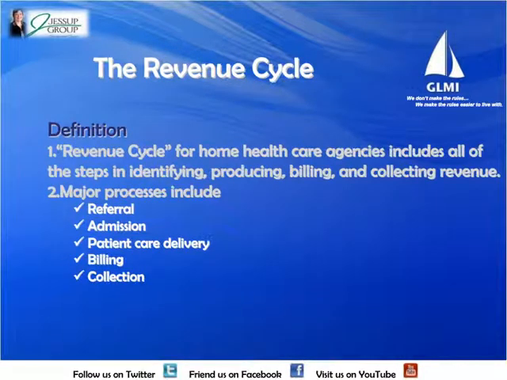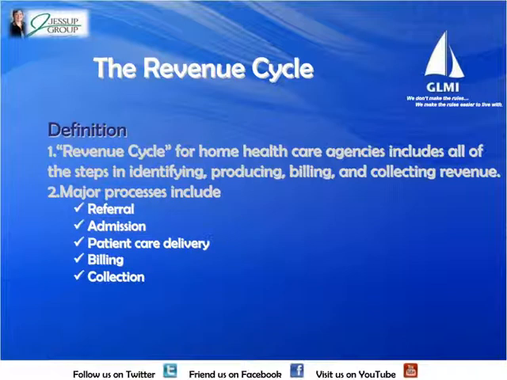So to start with, I thought we should take a minute and just make sure we all have a common understanding of what the revenue cycle is. It's a pretty common term seen in healthcare specifically, and it refers to all of the steps in identifying, producing, billing, and collecting revenue. This includes the referral process, which is all of the work that's done up until the admission itself, including all the follow-up paperwork, the patient care delivery, the ongoing visits and visit notes, billing, as well as collections.